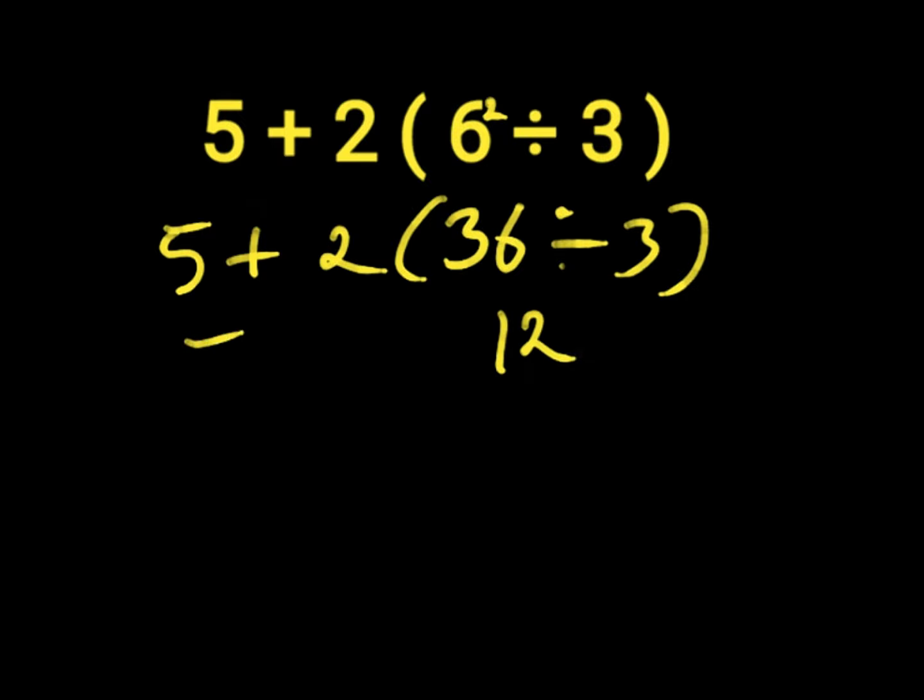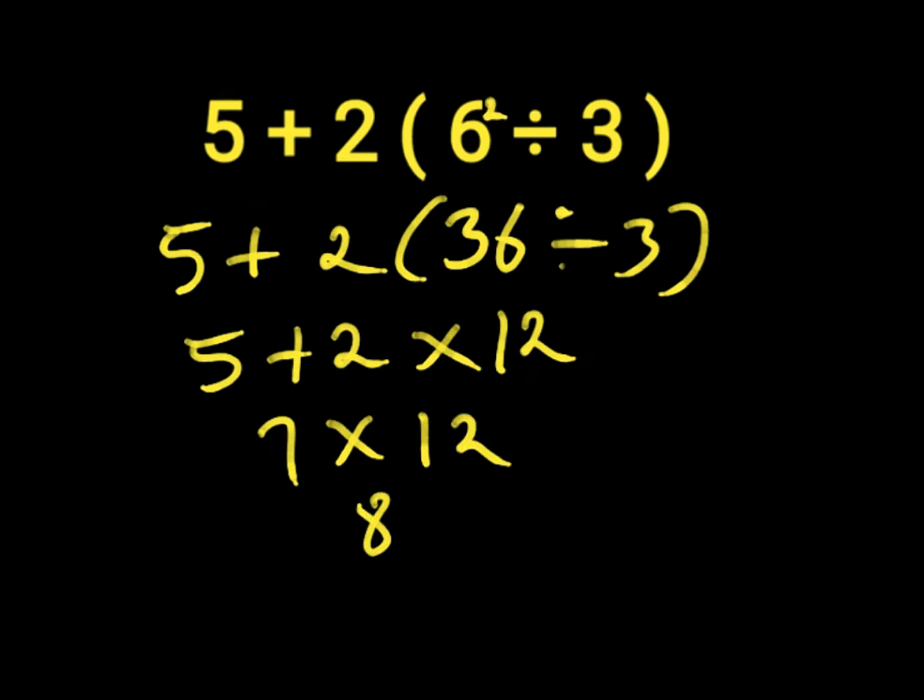Then we have 5 plus 2 times 12. 5 plus 2 will give us 7. Then 7 times 12 will give us 84.